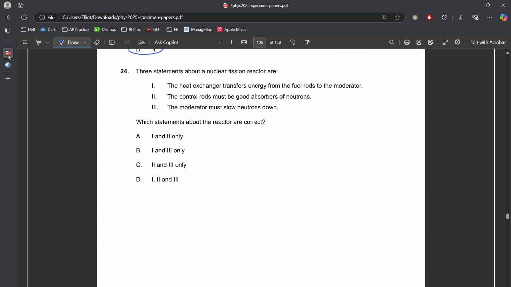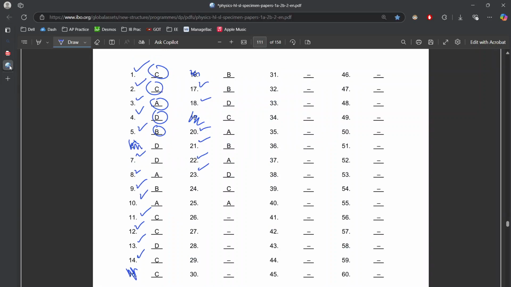Okay, three statements about heat exchange transfers energy from the fuel rods to the moderator, neutrons. Which statements? These feel right. I don't know about this one. But I don't even know if 2 and 3 is an option. This is another just no question, so this is just no. So I'd say C anyways, because that feels right, but it definitely could be D. Oh, look at that, C.